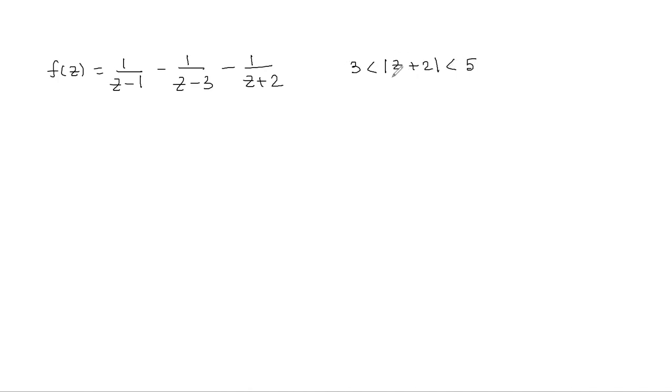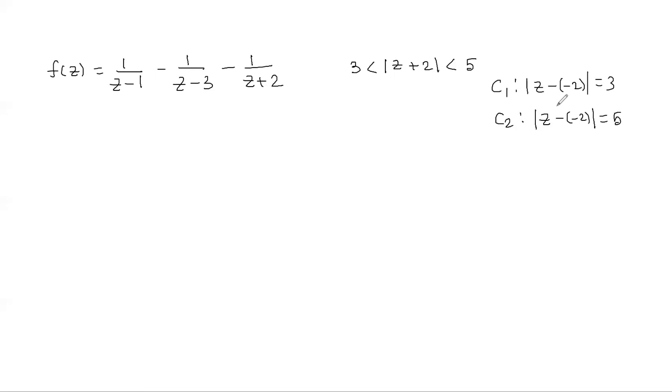Okay, so what is this annular region? This is the region between the circles C1 and C2. C1 is |z − (−2)| = 3, centered at −2 with radius 3, and C2, the large circle, is |z − (−2)| = 5. Okay, so these are the circles.